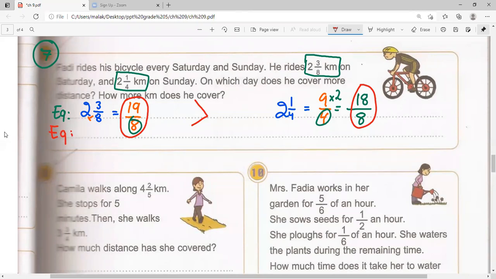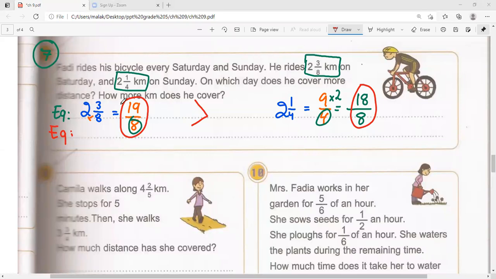By how much more does he cover? He covered 19/8 on Saturday, more than Sunday. By how much more is it bigger? 19 is bigger than 18 by how much? 1/8.